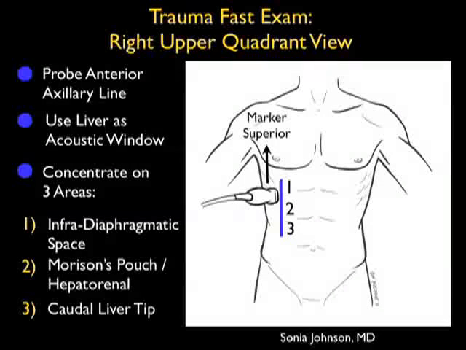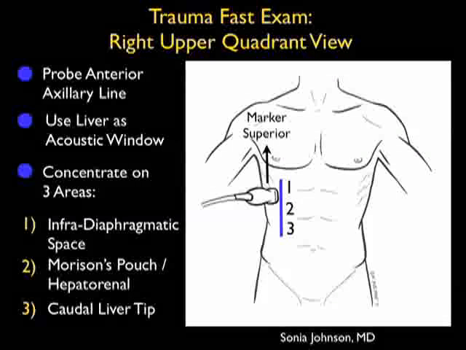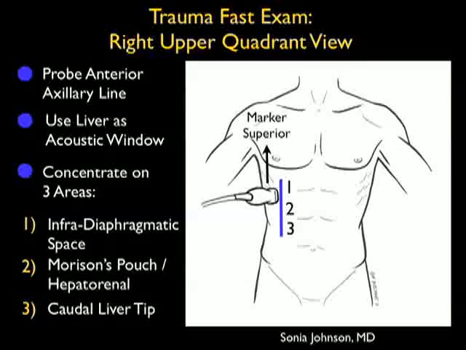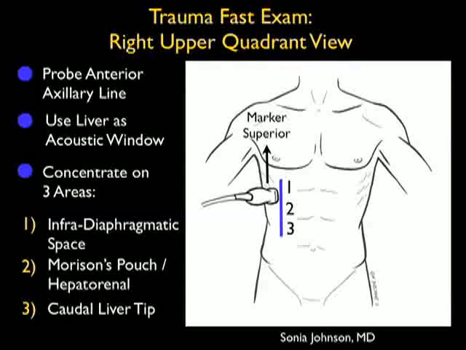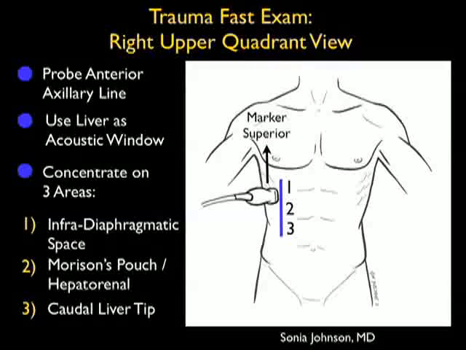Now our first view from this right upper quadrant area will be position 1 as shown here in the infradiaphragmatic space, just below the diaphragm and above the liver. Second, we'll move the probe slightly inferiorly to look into the traditional Morison's pouch or hepatorenal interface, and the last view is the caudal tip of the liver, shown here in position 3. It's very important to look at the caudal tip of the liver as this represents the beginning of the right paracolic gutter, and small amounts of fluid will pool here before moving into Morison's pouch.